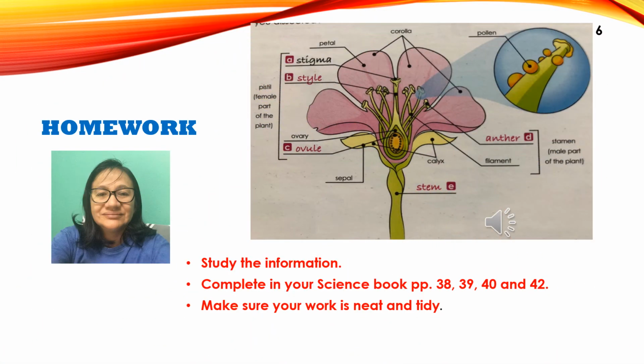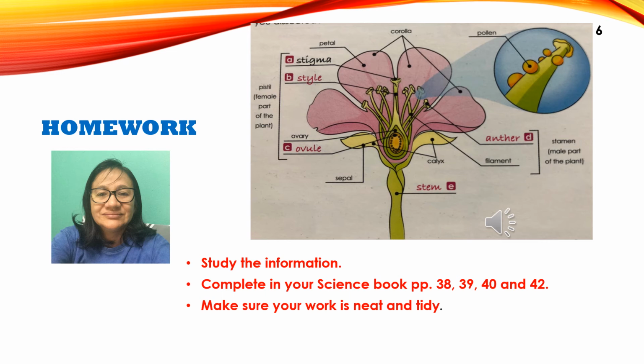Finally, we are on page number 6. And here you have an example of a flower and its parts. Look, the pistil is the female part of the plant. Then you have the stigma. It's right here. Its style. Look where the style is located. The ovary.